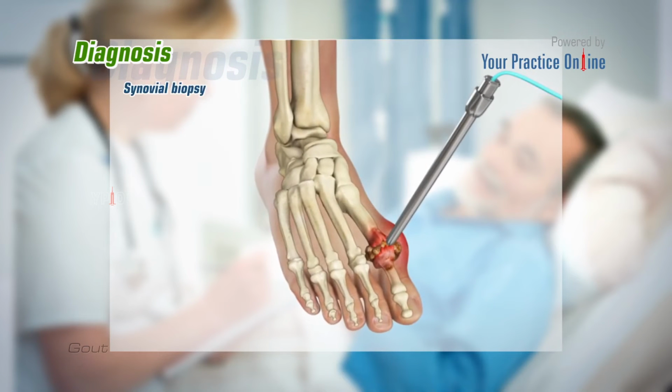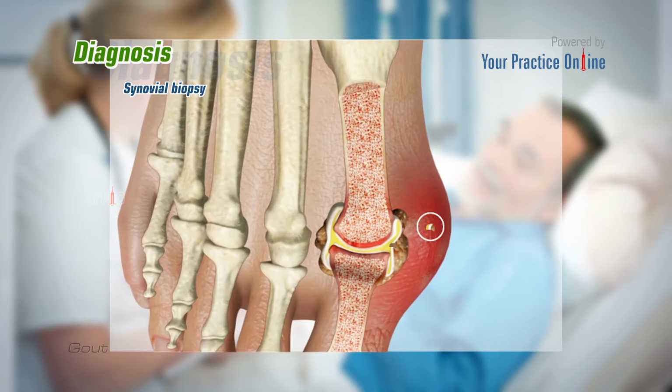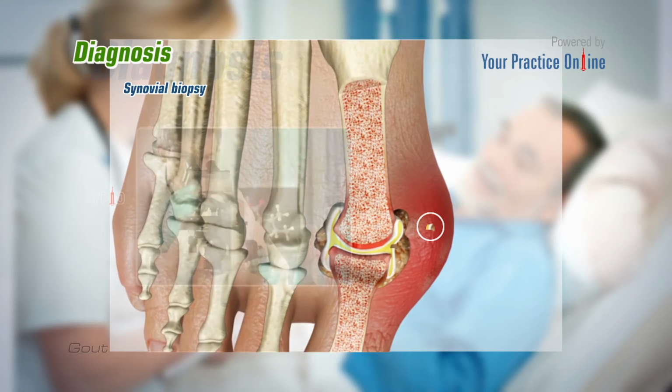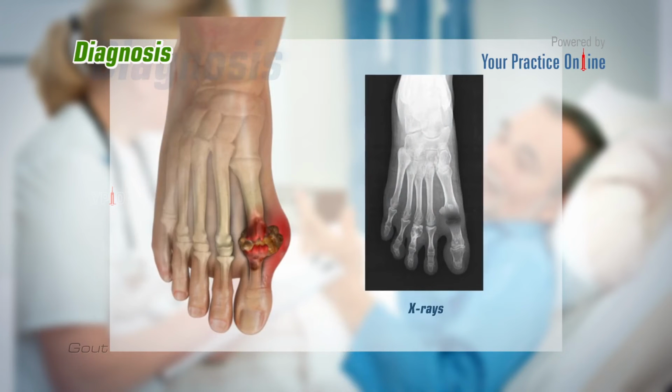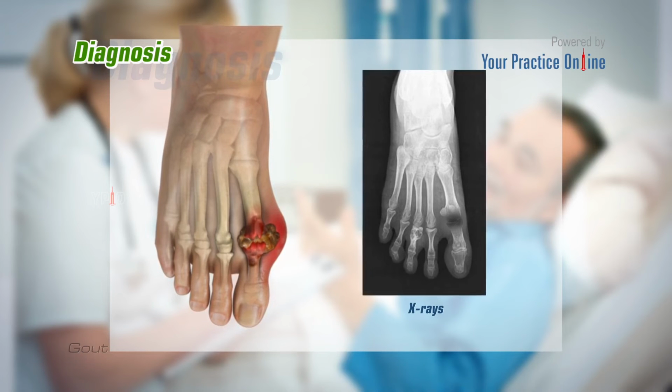Synovial biopsy. A synovial biopsy involves removal of a piece of the synovial membrane tissue lining a joint for examination under a microscope. X-rays of the painful joint are recommended to assess any underlying joint damage due to gout. It is to be noted that high levels of uric acid does not always indicate gout.